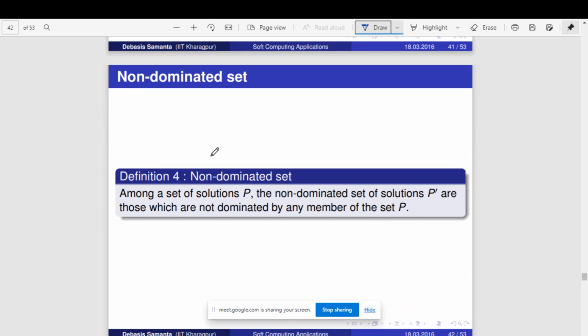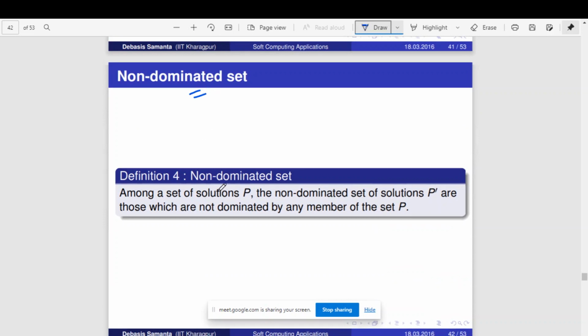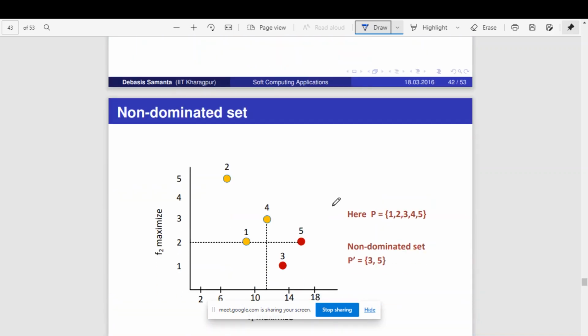So what is a non-dominated set? That's what we are going to define. Among a set of solutions P, where P represents all the solutions, P dash represents the set of non-dominated solutions, those which are not dominated by any member of the set P. Such solutions are called a non-dominated set.